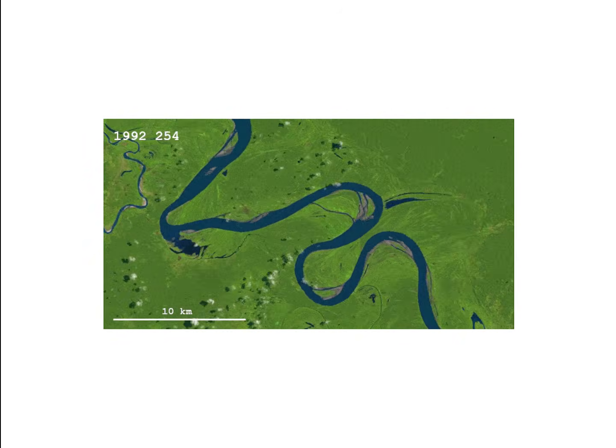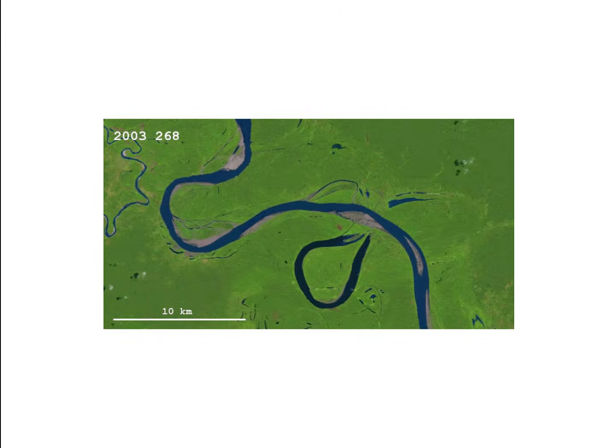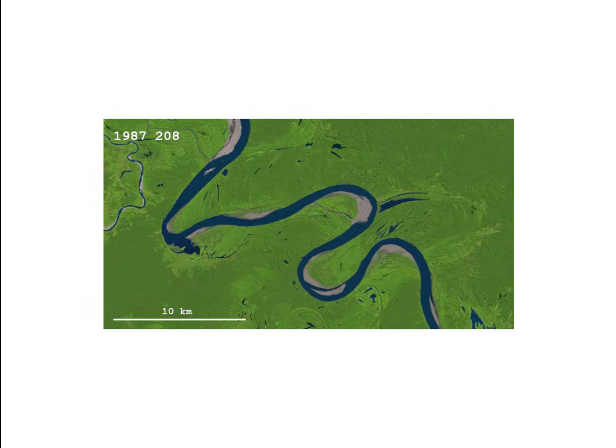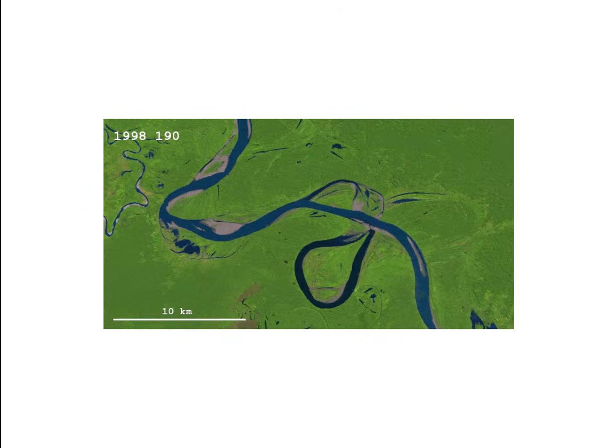And we end up getting a lake left behind when it cuts off one of the meanders. And that lake you can see is U-shaped. That's called an oxbow.